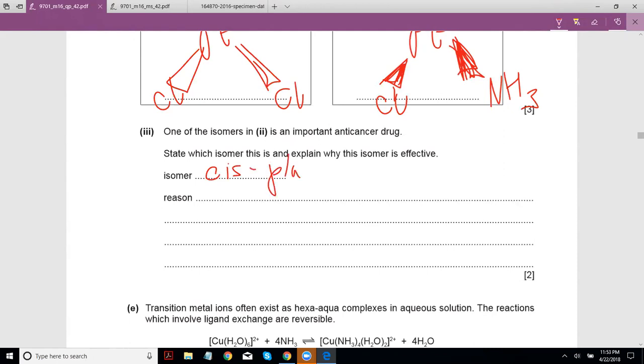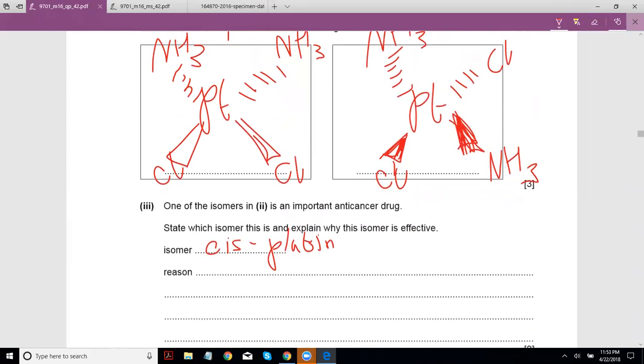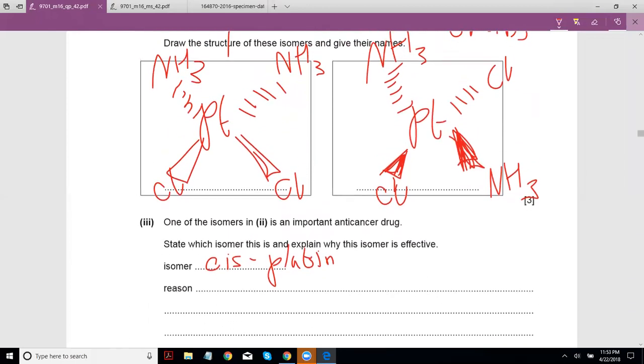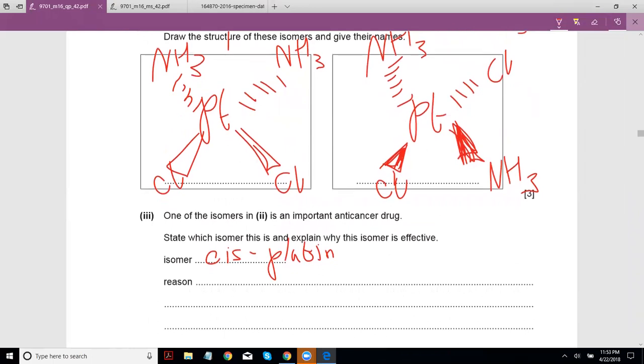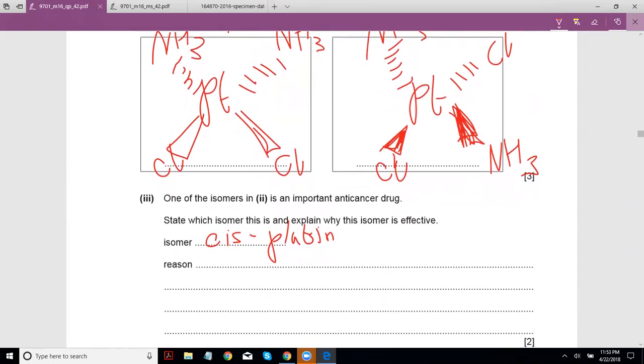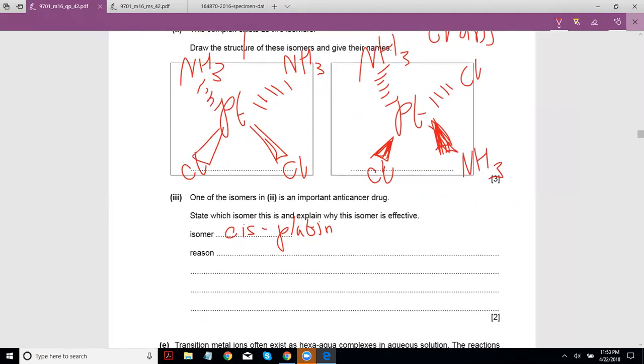This is effective because of the 3D structure of cancer, whereas the trans is not able to fit in with it. Basically, it's that enzyme thing, like a lock and key. So the cisplatin can fit in with the structure of the cancer and destroy it.